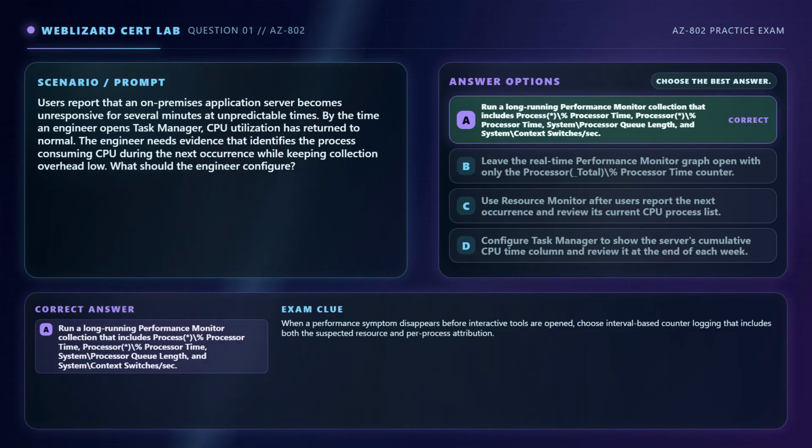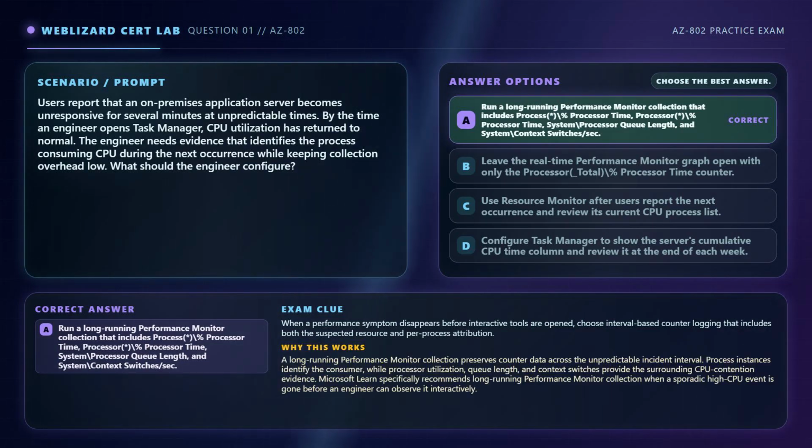The correct answer is A. Run a long-running performance monitor collection that includes process star processor time, processor star processor time, system processor queue length, and system context switches per second. A long-running performance monitor collection preserves counter data across the unpredictable incident interval. Process instances identify the consumer, while processor utilization, queue length, and context switches provide the surrounding CPU contention evidence.